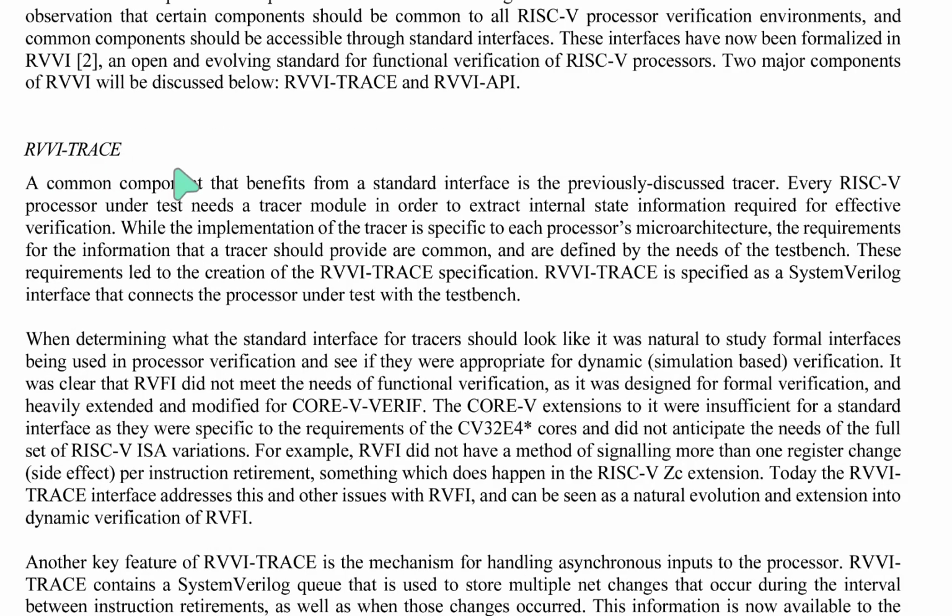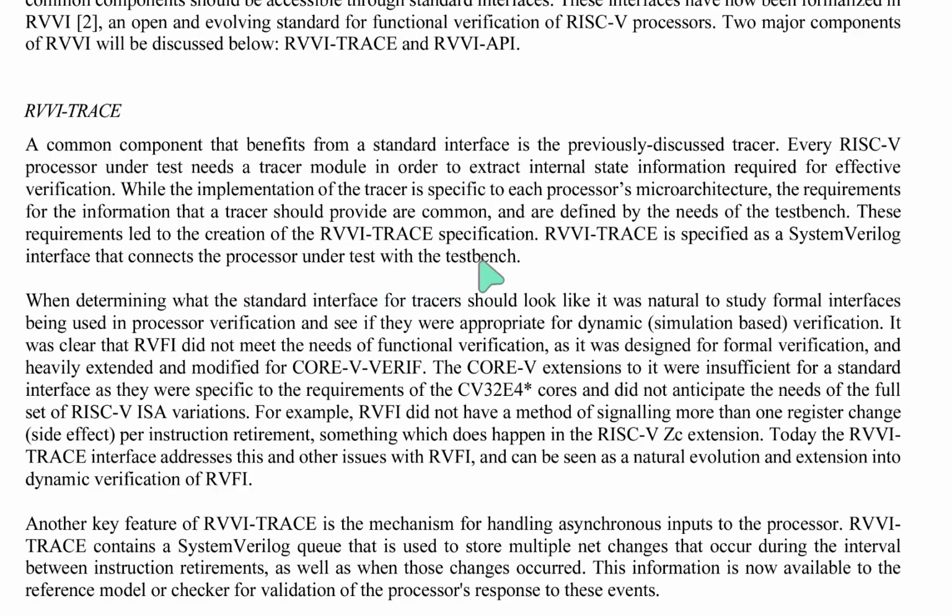RVVI-TRACE is a common component that benefits from the standard interface of the previously discussed tracer. Every RISC-V processor under test needs a tracer module in order to extract internal state information required for effective verification. While the implementation of the tracer is specific to each processor's microarchitecture, the requirements for the information that a tracer should provide are common and are defined by the needs of the testbench. These requirements led to the creation of the RVVI-TRACE specification.